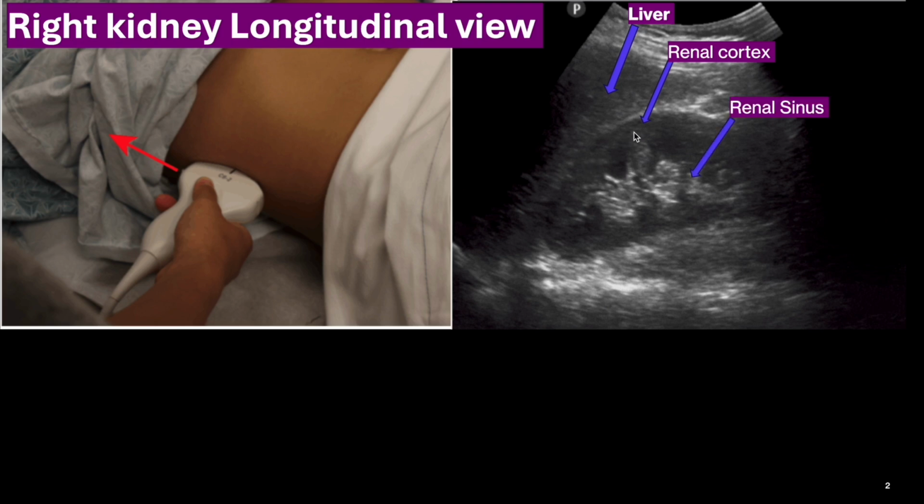Just below the renal cortex there is a hypoechoic area. So this is the medullary pyramid. The medullary pyramid is hypoechoic compared to the renal cortex, and the echogenicity of the cortex and medullary pyramid is different. So this is called corticomedullary differentiation. This is the finding of a normal kidney. If the echogenicity of the renal cortex and medulla is the same, then this is called poor corticomedullary differentiation, and this is the finding of chronic kidney disease.